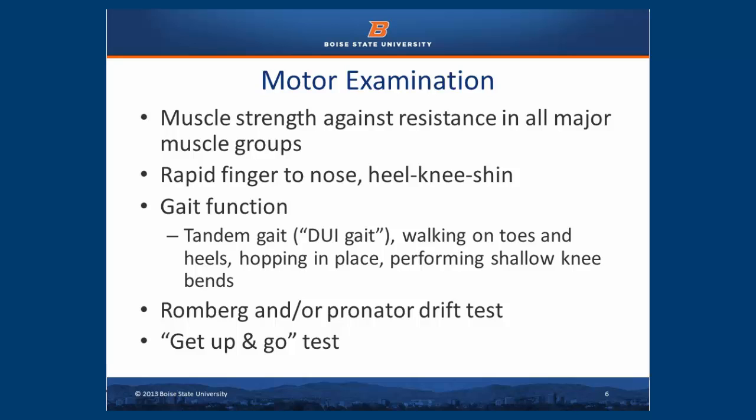Muscle strength is typically graded on a 0 to 5 scale. Having a patient perform tandem gait, which is where the heel of one foot touches the toe of the one behind it, walk on their toes and then their heels, is a good way to evaluate lower extremity strength and function.